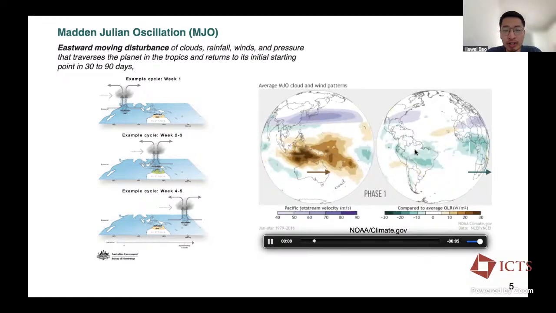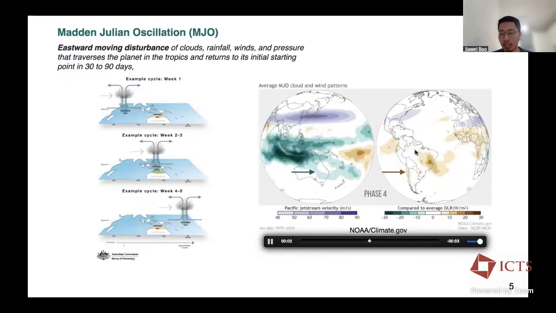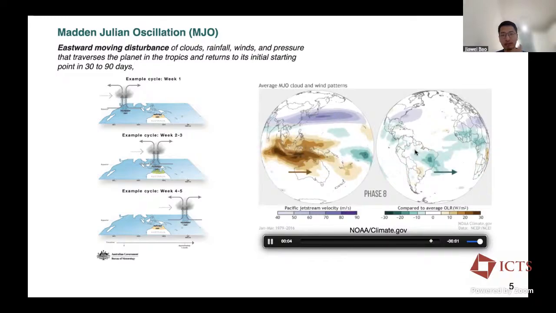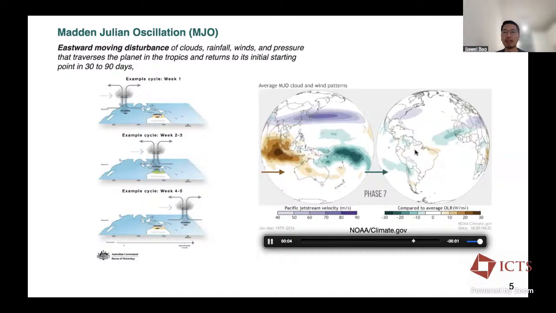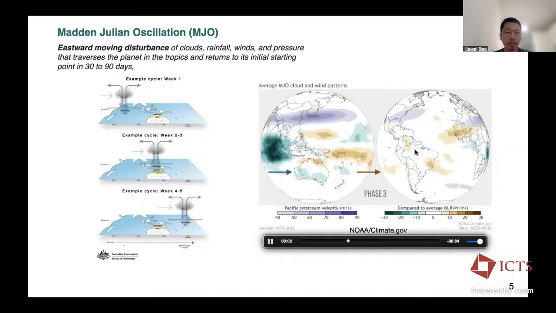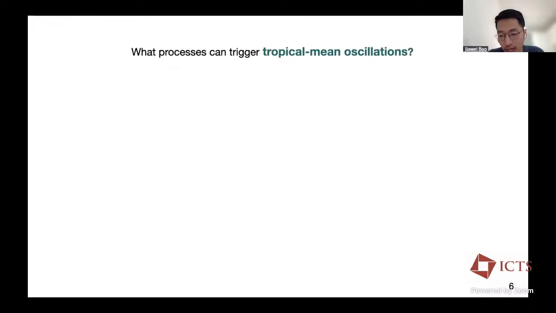So here we basically talk about some of the fundamentals about the tropical atmosphere, from convection to the circulation, and then locally there are these waves and the Madden-Julian oscillation. And now I want to come to the question that I asked in the beginning. So the question is, what processes can trigger tropical mean oscillations? What I mean by tropical mean oscillations is that this kind of oscillation signal is so strong and widespread that even when you average the data over the whole tropical domain, you can still see the signal.